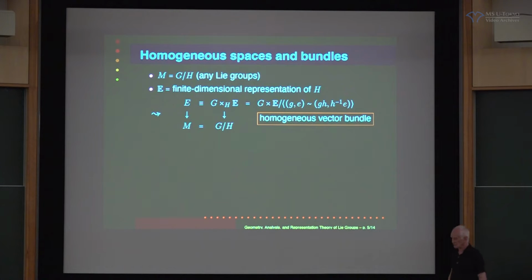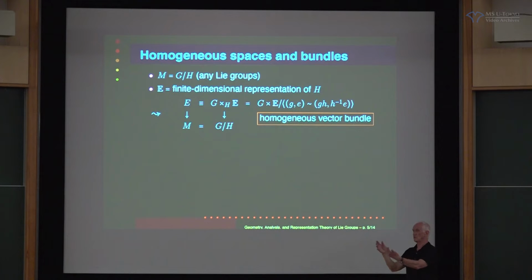So I just do the usual thing. I take G, the group. I take the Cartesian product with E, and I mod out by the usual relation. And I still get something which has vector spaces of fibers sitting over G mod H. Naturally, G acts on this gadget. It acts on the bundle E.